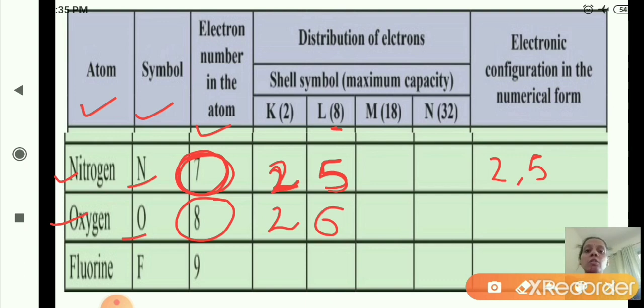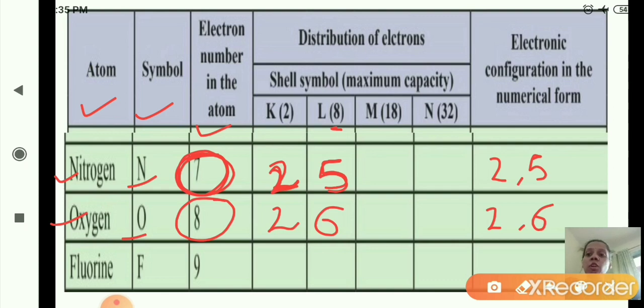So how will you write down the electronic configuration in the numerical form? That is 2, 6. Okay. So in this way you will write down the electronic configuration. So this is the electronic configuration for oxygen. So from the electronic configuration you can find out in which shell how many electrons are present.